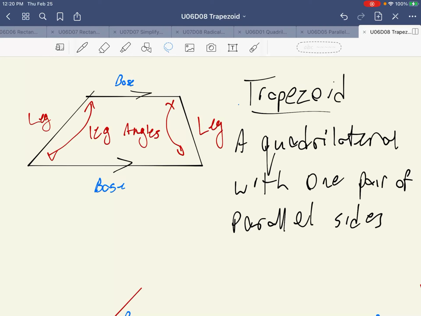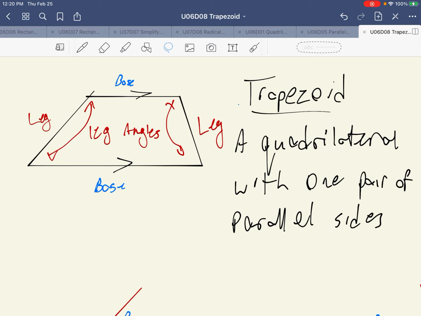Hello class, today we're going to be starting the trapezoid. So a trapezoid is a quadrilateral with one pair of parallel sides. The parallel sides are known as the bases. So the top and bottom side of this quadrilateral that is drawn have a feather on them, meaning that they are parallel, and those are known as the bases.